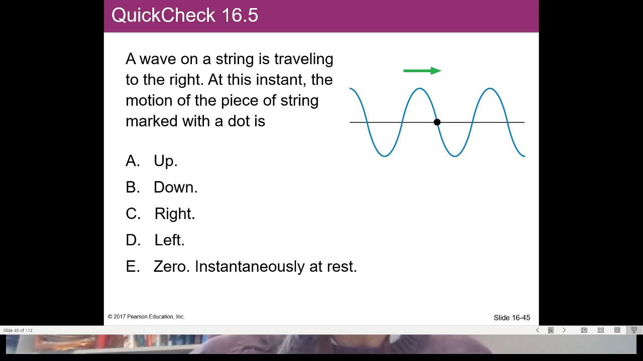Okay, so here's another check question. We've got a wave on a string traveling to the right, and at this instant, what's the motion of the piece of string marked with the dot? Well, you can see that if the wave is traveling to the right, then the very next instant, this wave will be a little bit over to here, which means that this will be a little bit down to here.